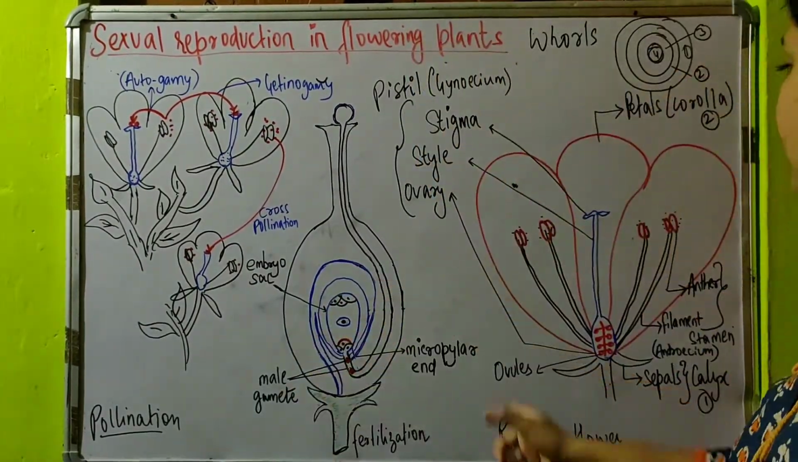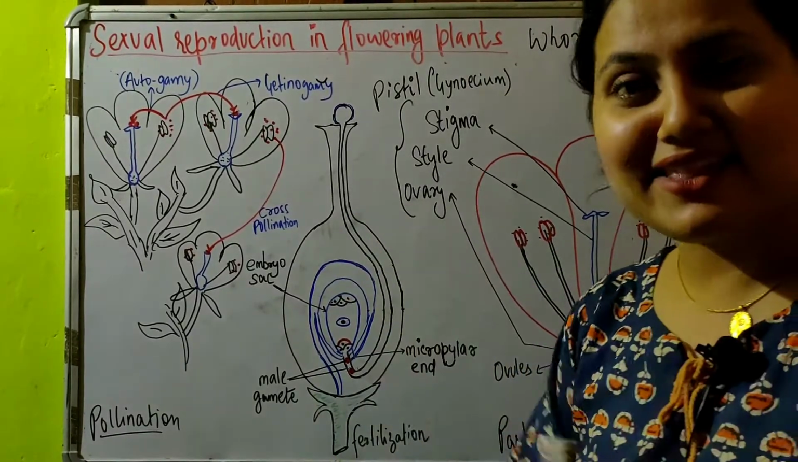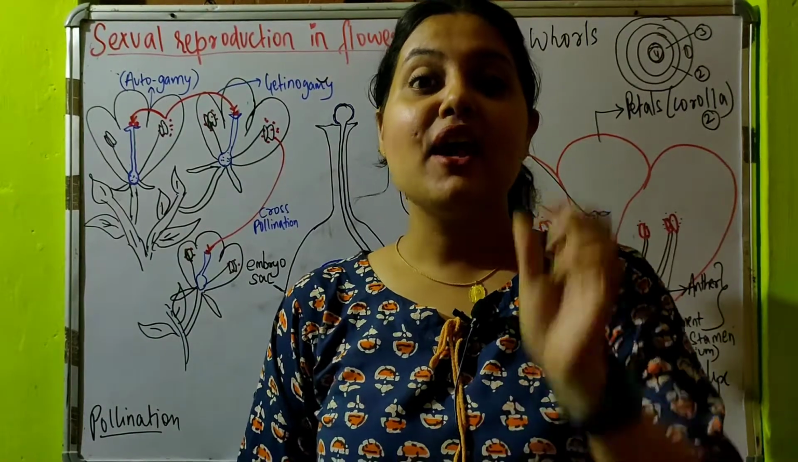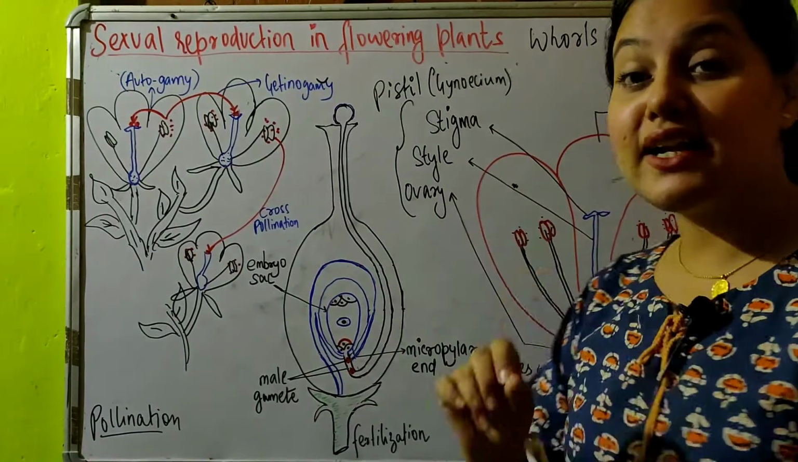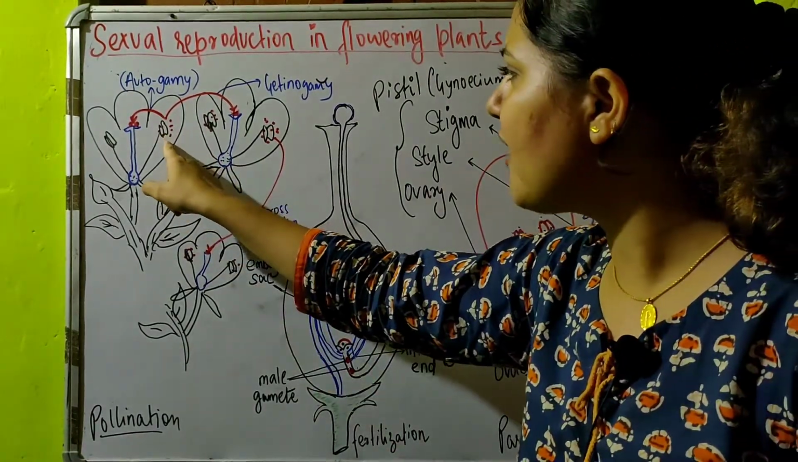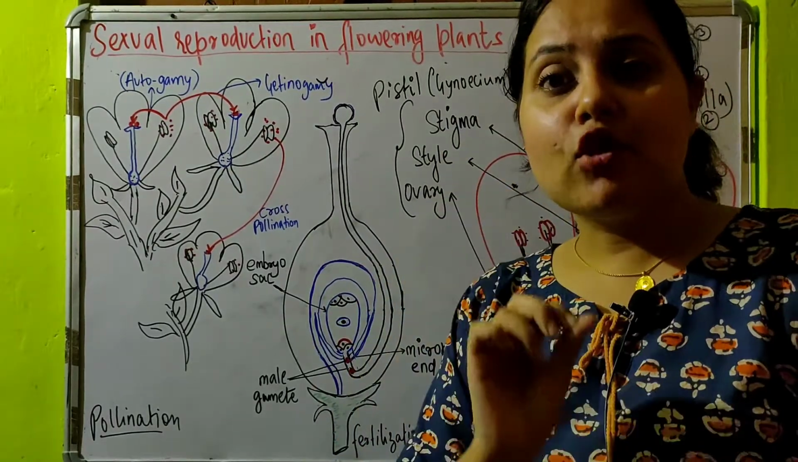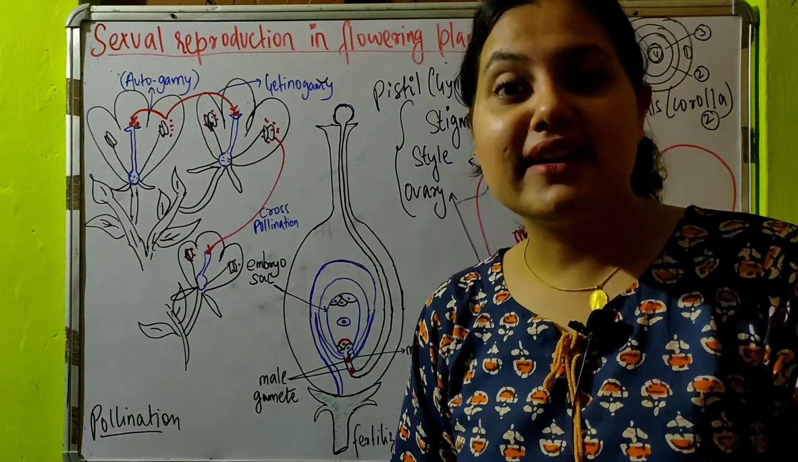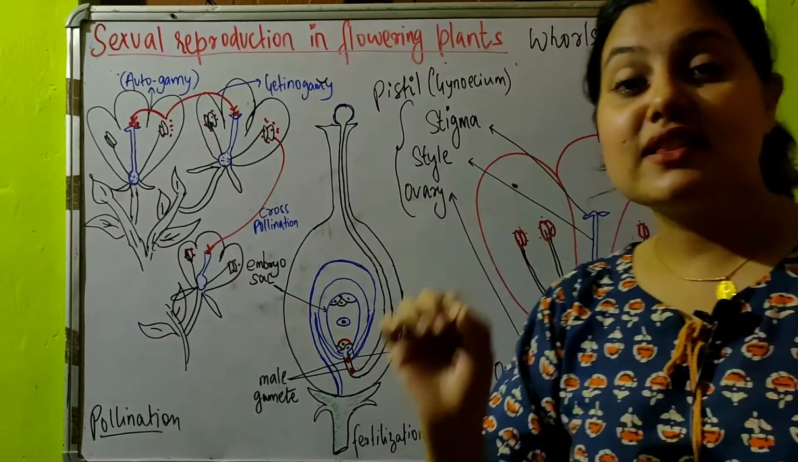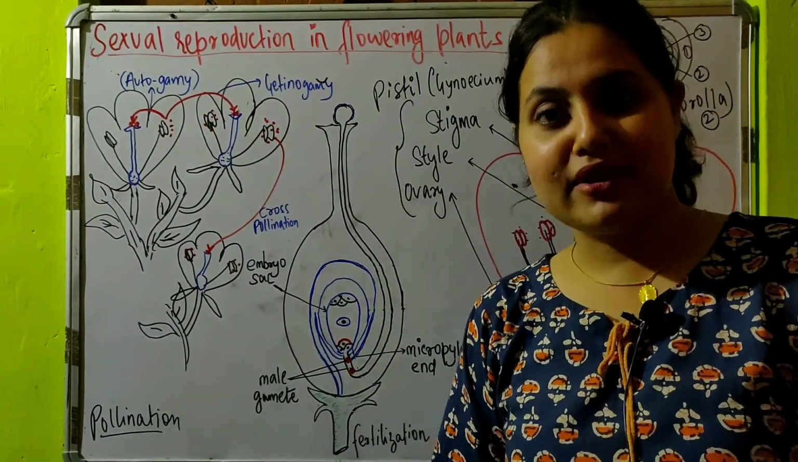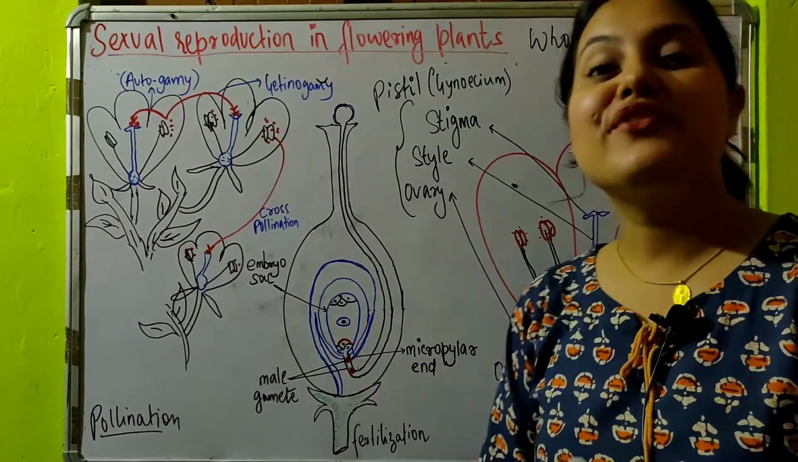Now what is the third whorl? The third whorl is this part, the anther and filament. This is known as the male reproductive part of a flower. Why? Because the anther contains pollen grains. You see here I have drawn some dotted things. These are nothing but pollen grains, the yellow colored dust in the flower. The pollen grain is the male gamete, which is responsible for the process of fertilization.